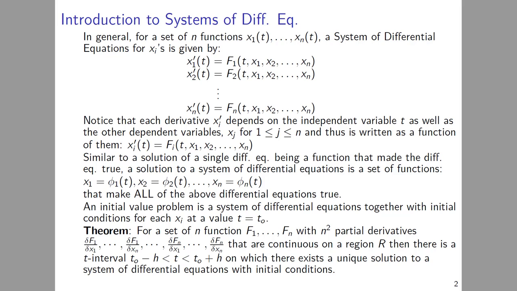For a set of n functions, f1 up to fn, and their n squared partial derivatives, partial of f1 with respect to x1, all the way up to partial of f1 with respect to xn, for every function f, all the way up to the partial of fn with respect to x1 through the partial of fn with respect to xn, that are continuous on a region R, then there is a t interval, t between t0 minus h to t0 plus h, where there exists a unique solution to a system of differential equations with initial conditions given at t equals t0.